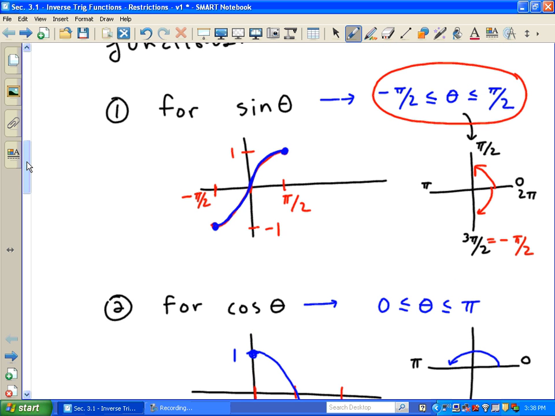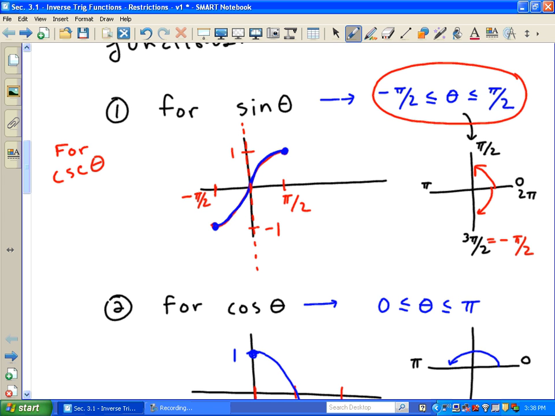Okay, for sine, the reciprocal of sine is cosecant, so I'm going to put in a little note over here on the side. I'm going to say for cosecant of theta, if I'm performing an inverse on it, the restriction is similar, but the only difference is anywhere that sine has got a 0, there's an understood asymptote. And so you have a similar restriction.